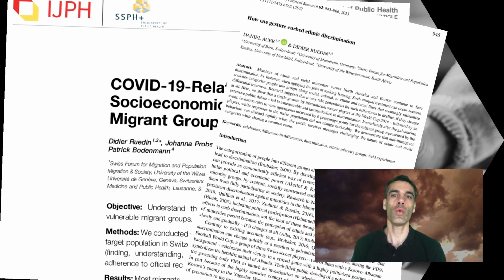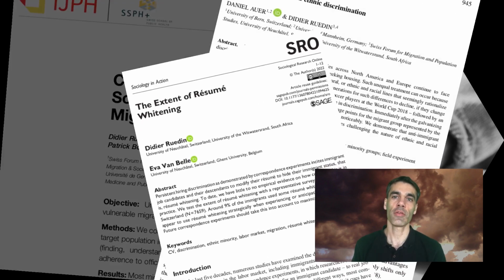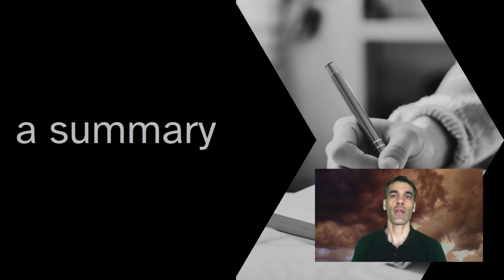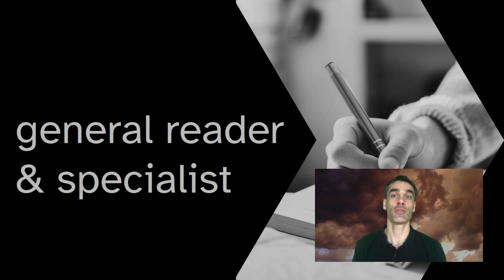So you need to write an abstract, but you're not sure how to go about it. Let's find out how. Abstracts are a common feature of academic writing. You'll find them at the beginning of almost all articles, working papers, but also for projects or when applying for a conference. An abstract is a summary, and the challenge is that you want to appeal to both general readers and specialists doing the same kind of work as you do.